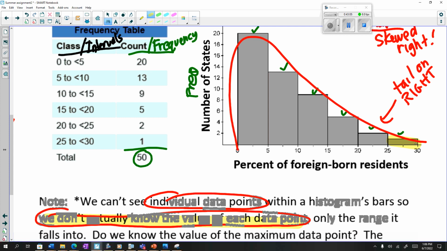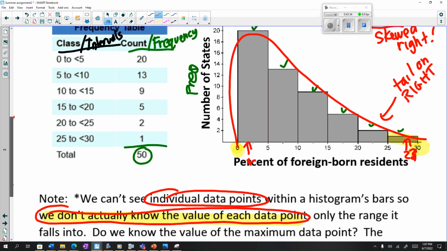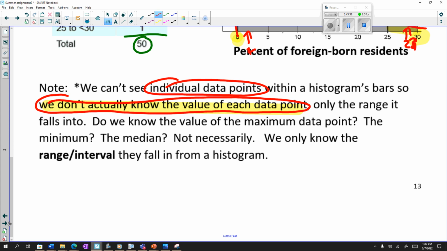So we can't say that the exact range is from 30 to 0. We can't say it's 30 because this point in here could be 29 and this point could be 1. So this could be 29 minus 1. Or this could be 28 and this could be 2. Or this could be 4. We have no idea. So basically you know the ranges of the values, but you don't actually know the actual maximum, the actual minimum, the actual median at all.